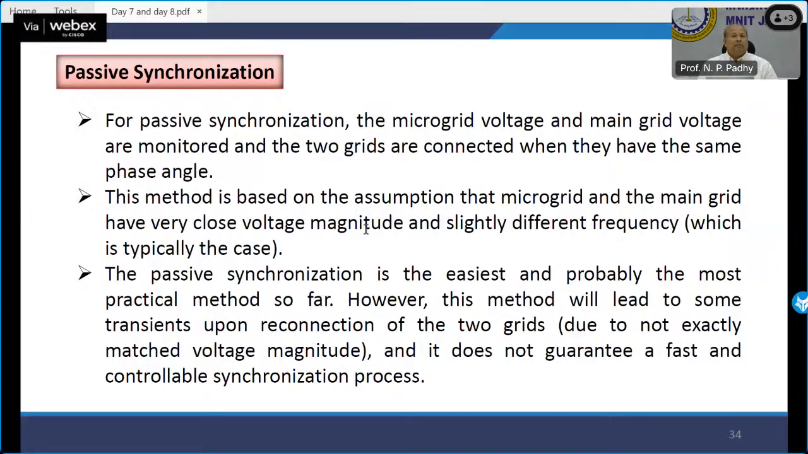However, this method will lead to some transient upon reconnection of the two grids due to not exactly matched voltage magnitude. So you just look closely, 230, 230, 220, 220, then you immediately do it. But still you will experience some transient. It does not guarantee a fast and controllable synchronization process.